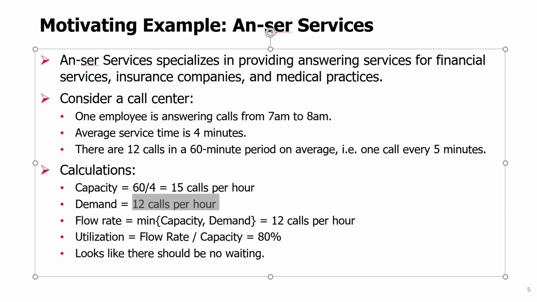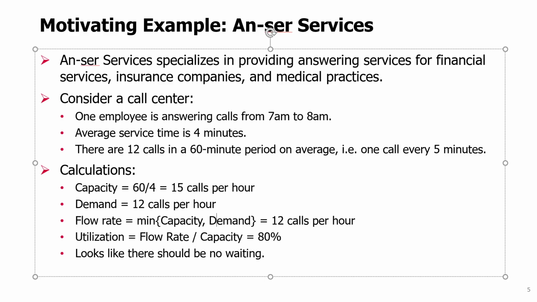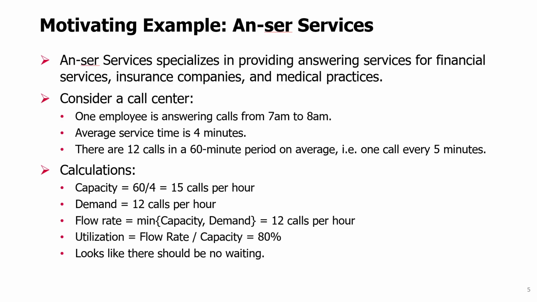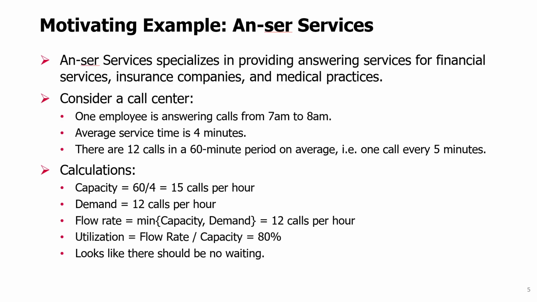So we are given capacity, we're given demand. As before, we can calculate the flow rate, which will be minimum of capacity and demand. And in this case, demand is smaller, so our flow rate will be 12 calls per hour. And you notice also we can calculate utilization, flow rate divided by capacity is 80%. And it looks like there should be no waiting. The system should cope with the demand.